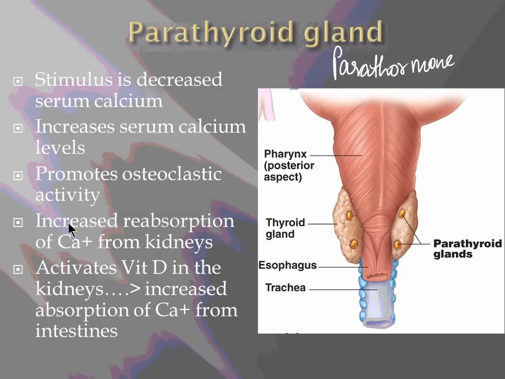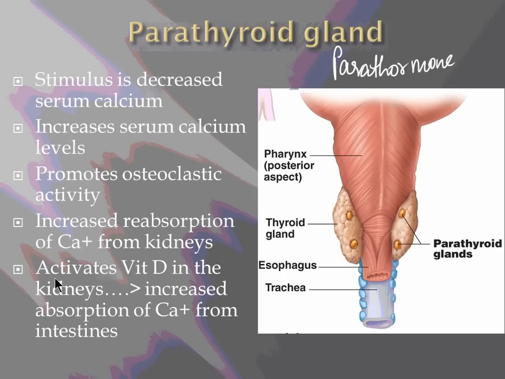Next, they cause reabsorption of calcium from the kidney tubules. Whatever calcium you eat passes through the kidney, and most of it is normally reabsorbed. Some of it might pass out if you eat more than normal. But here, if it's needed, more is reabsorbed so that your blood calcium levels will go up.